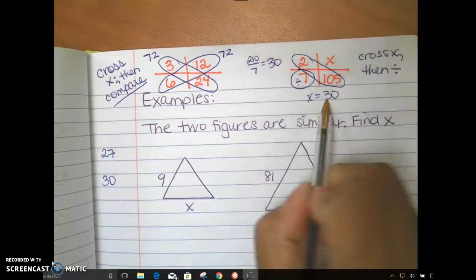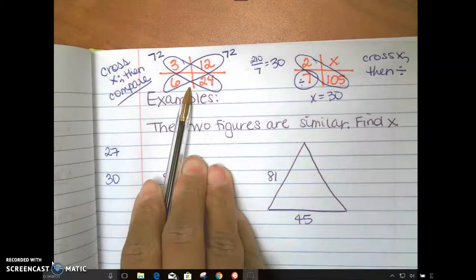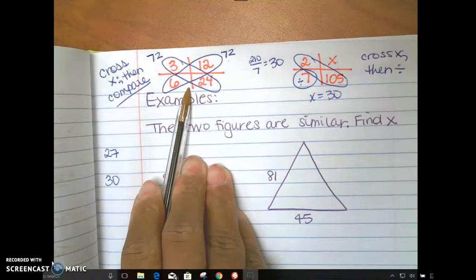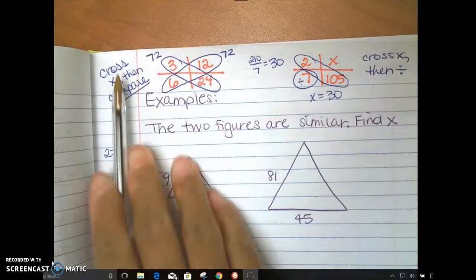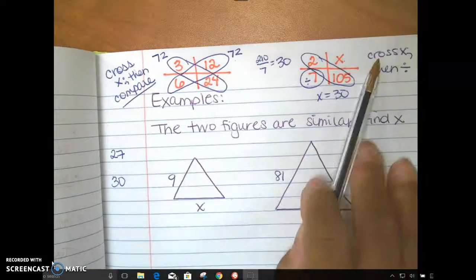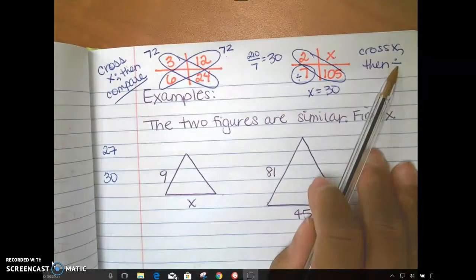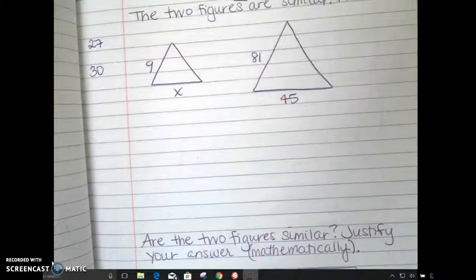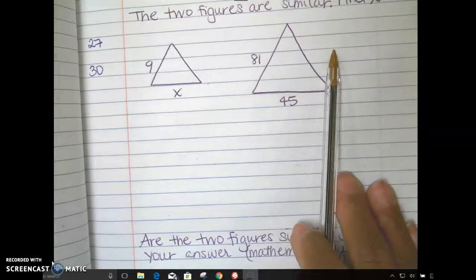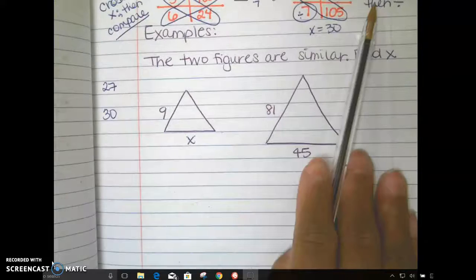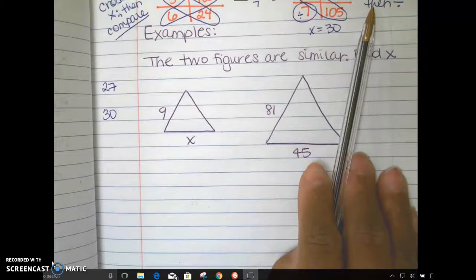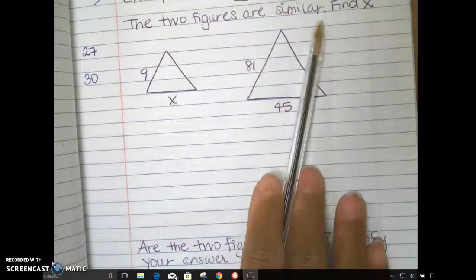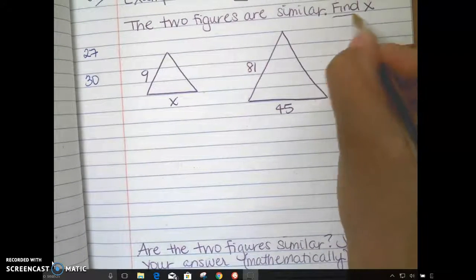That's how I find a missing side. That's how I prove whether or not shapes are similar. Okay? So cross multiply then compare, or cross multiply then divide. Got it? Okay, moving on. Here are my examples. Guess what they want me to do? Either compare or divide. Okay, find the missing side. Here, the two figures are similar. In this case, I'm finding a missing side.